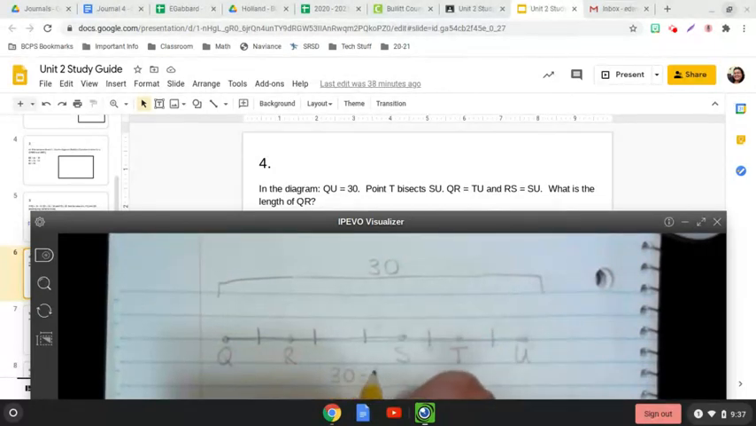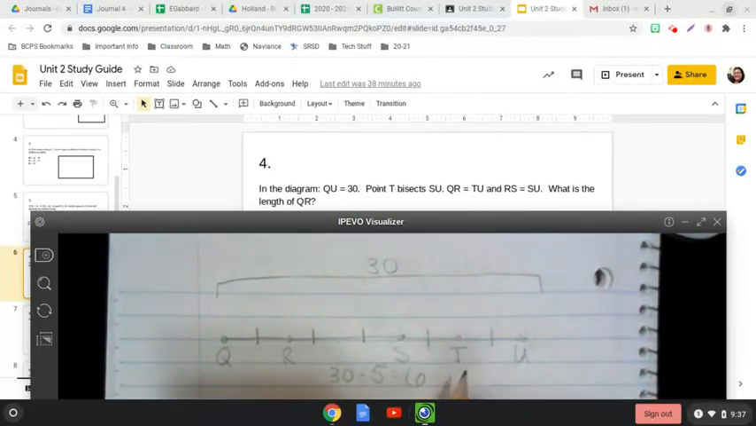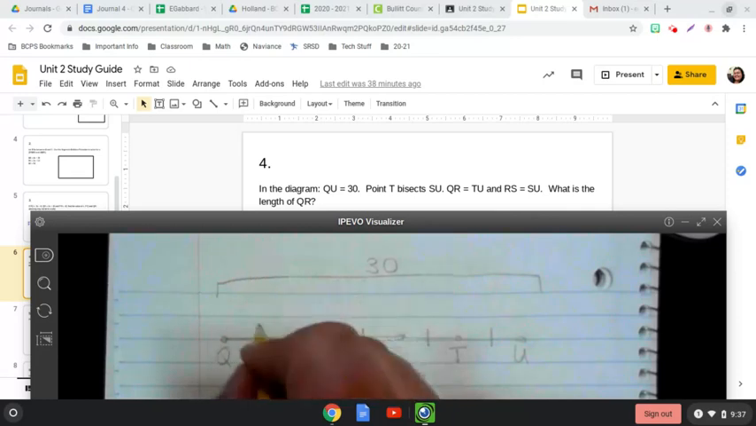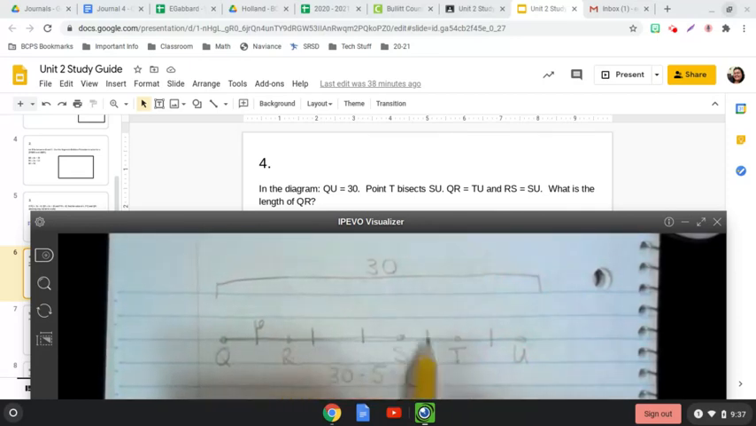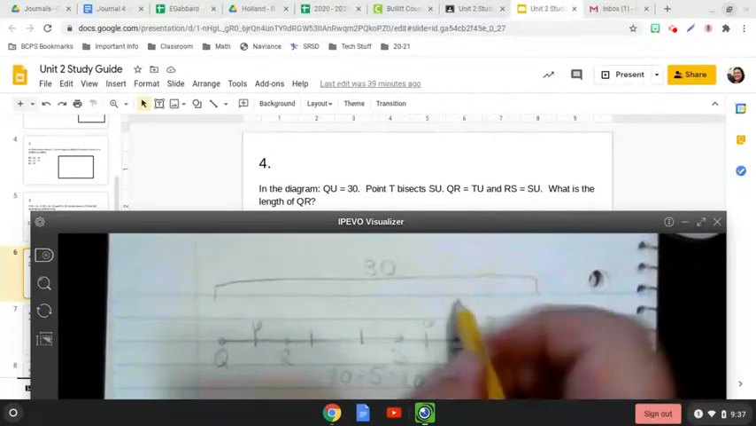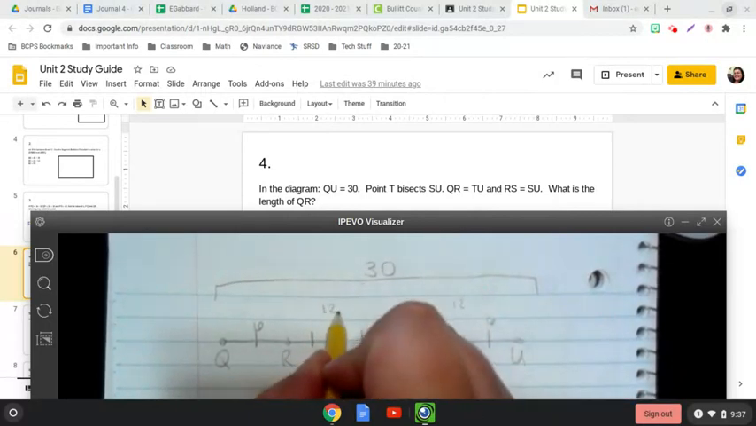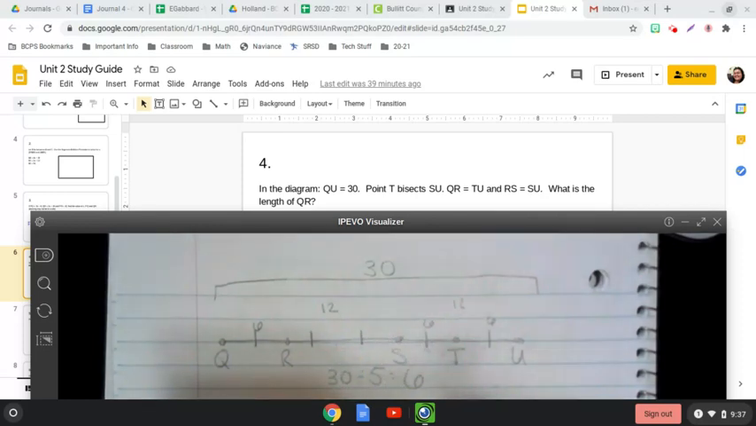30 divided by 5 equal parts is going to give us 6. So 6 units. So each of these sections, QR is going to be 6, ST is going to be 6, TU is going to be 6. So SU is going to be 12. RS and SU are the same, so that's going to be 12. But all we needed was QR right here.